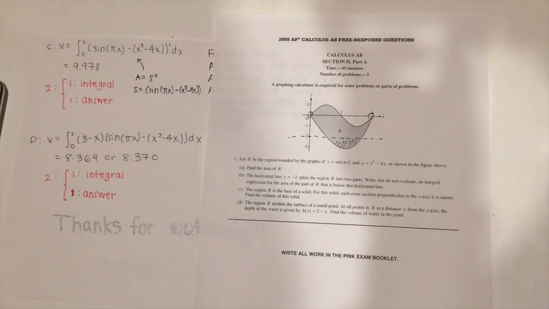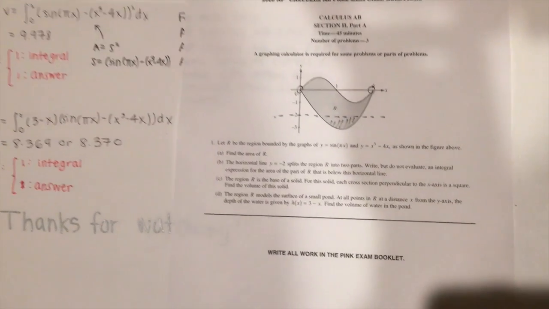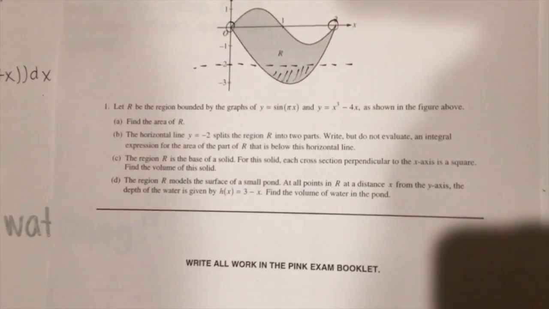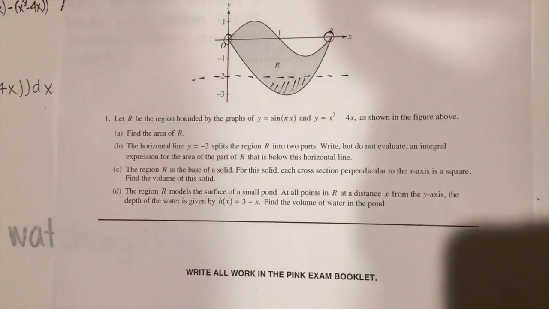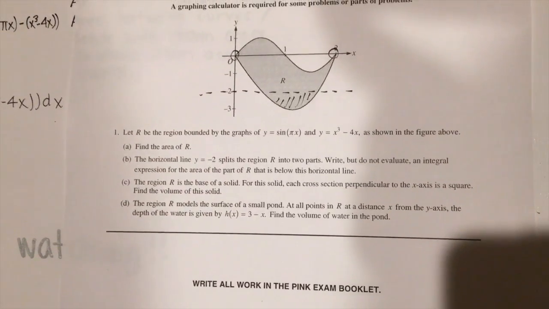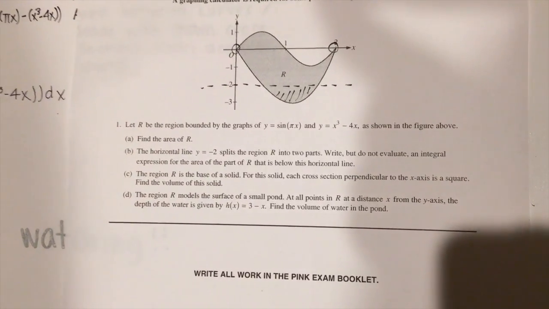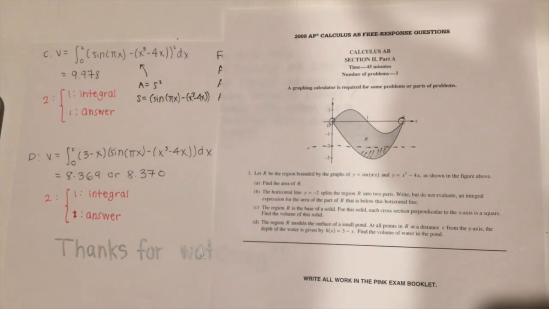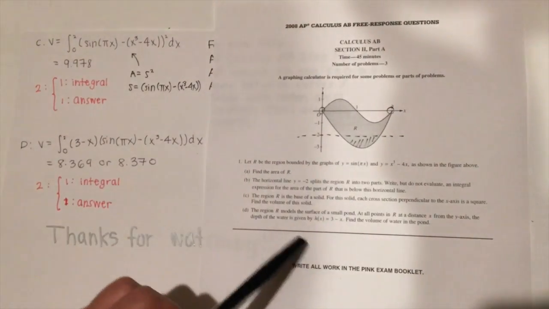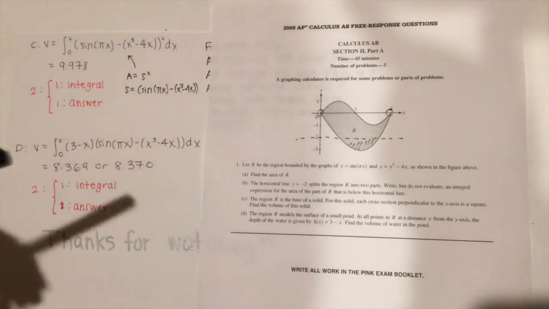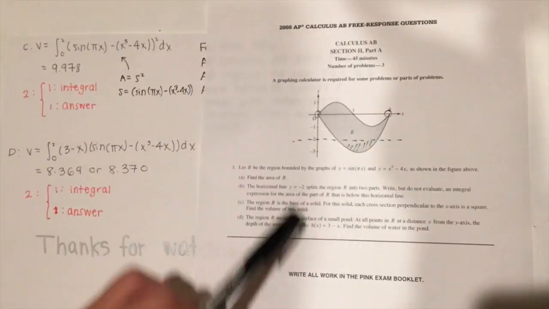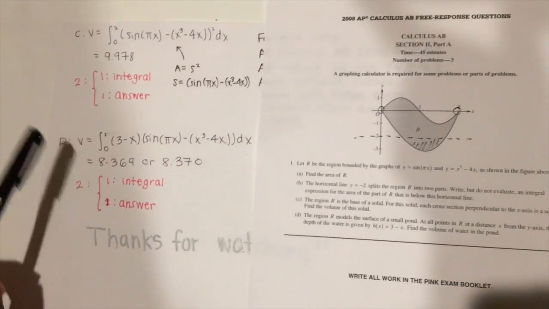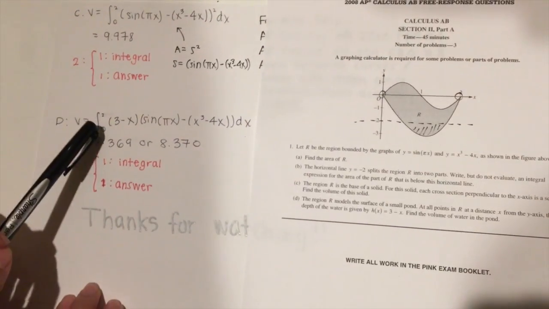So now on to part D. Part D says the region R models the surface of a small pond. At all points in R at a distance x from the y-axis, the depth of the water is given by h of x equals 3 minus x. So you have to find the volume of the water in the pond. Since we know that the volume of something is always the area of the base times the depth. So the area of the base basically is the area of this region, and we know that the depth is 3 minus x.